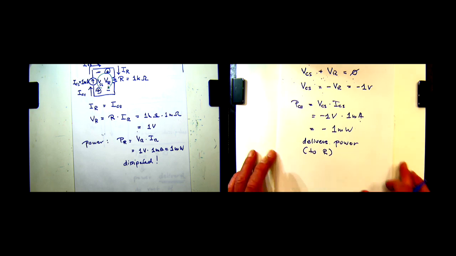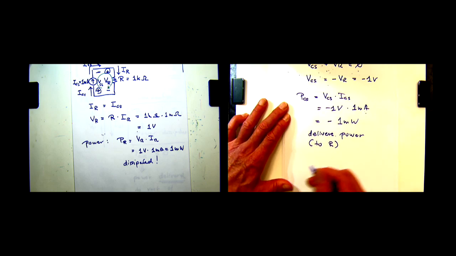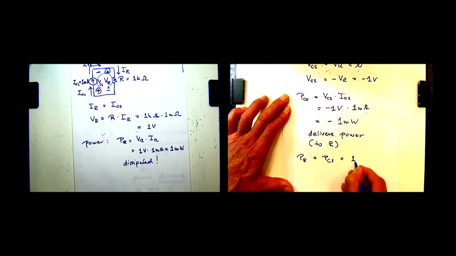Okay, so the current source delivers power. Let's calculate something. Let's calculate PR plus PCS. Well, the PR was equal to 1 milliwatt plus PCS was minus 1 milliwatt. The sum is zero. Does this surprise you?